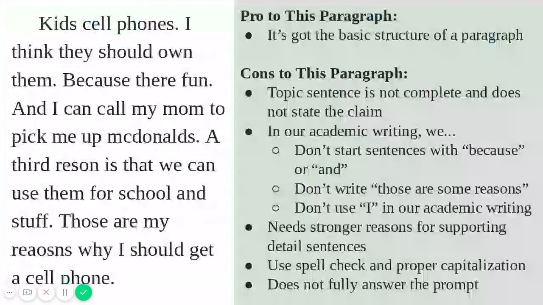But in our academic writing, we don't start sentences with because or and. We don't write "those are some reasons," and we don't use I in our academic writing. It also needs stronger reasons for supporting detail sentences. "And I can call my mom to pick me up McDonald's." Okay. Does that really tell us why kids should own cell phones? I mean, it tells why this writer thinks that they should own a cell phone.